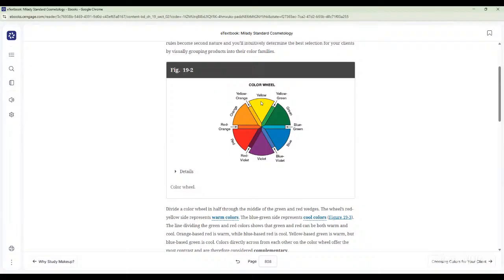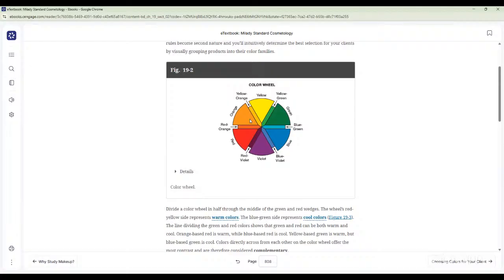When you mix 2 primary colors together in equal proportion, you get secondary colors. The secondary colors are, when you mix red and yellow, you get orange. Yellow and blue, you get green. And then blue and red, you get violet. So there are three primary colors, then there are three secondary colors.